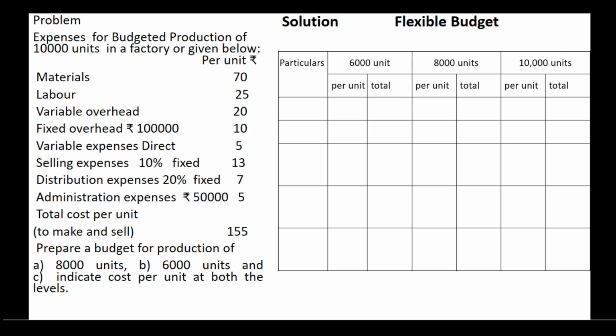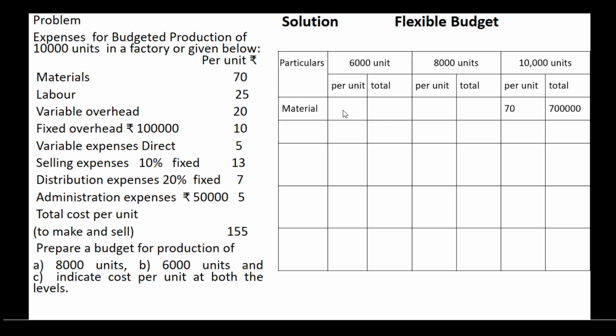So under the flexible budget, here first we enter the material. The cost per unit of the material at 10,000 units. So at the 10,000 units level, the cost per unit of material is 70 rupees. So that is entered here. So now we find out the total amount. It is calculated as the 70 rupees cost per unit into the number of units produced, that is 10,000. So 10,000 into 70. Now the total amount is 7 lakh rupees.